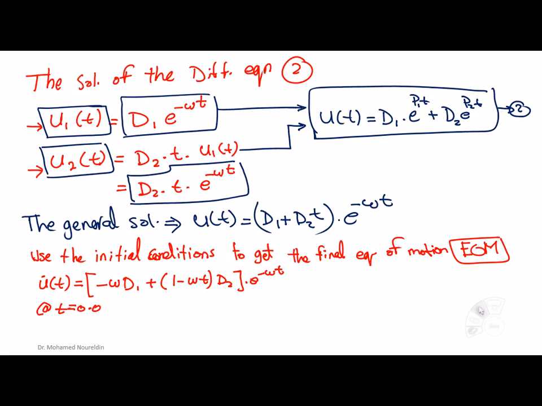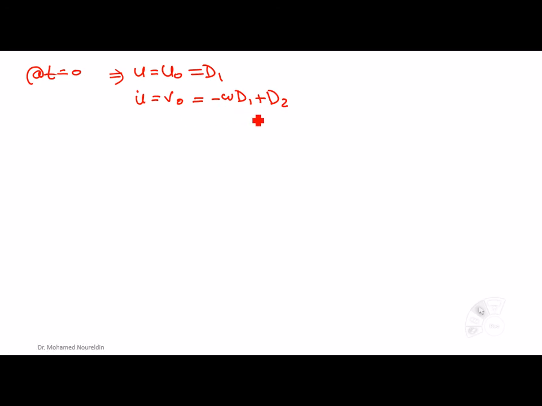If you substitute here also in u dot, t is 0, so 1 minus 0 is 1 times d2, and e to minus omega t is going to be 1, so it is going to give us minus omega d1 plus d2, right? So from here we can say that d1, the constant, is going to be u node, and d2, the other constant, is going to equal v node plus omega u node. So this is the case here for us.